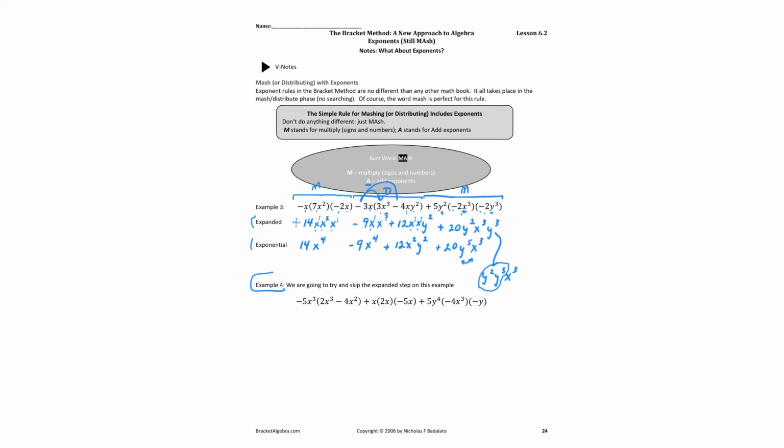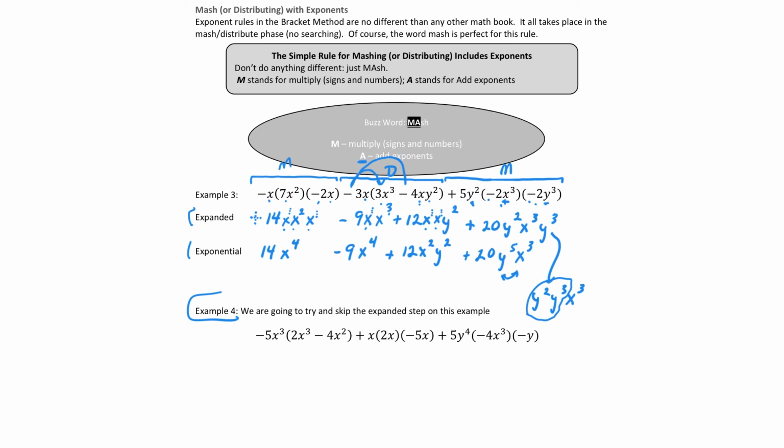I'm going to expand this up a little bit. Okay, bracket off. And let's start with our first bracket. Bracket 1. 2 in the house, so this is a distribute problem. Here we go. We're distributing a negative 5x to the third, so we're going to do our arrows. Now in this example, by the way, they want to try to skip the expanded step and go right to the exponential. So let's see if we can do this.